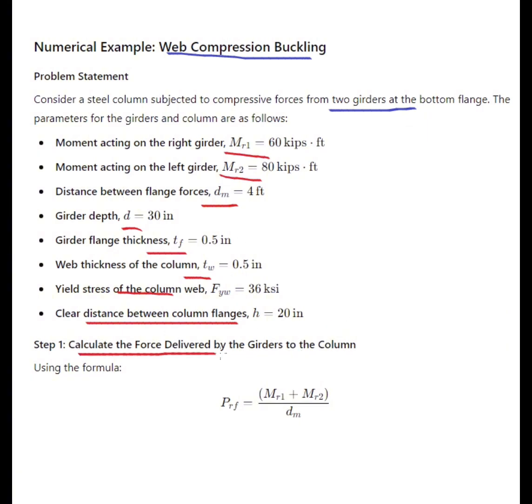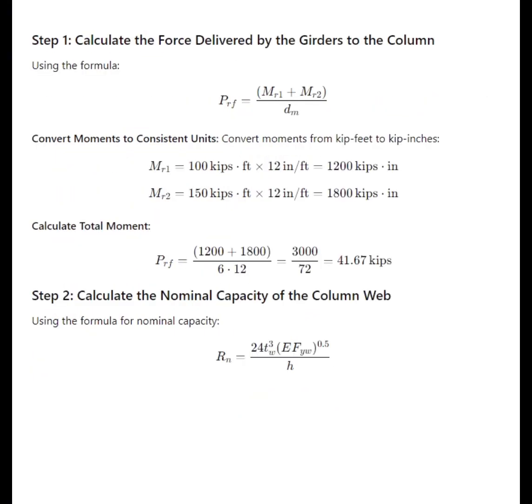So the first step is to calculate the force delivered by the girders to the column. So we use the formula PRF equal to MR1 plus MR2 divided by DM. So we know this formula. Convert the moments to consistent units from kip feet to kip inches. Then we have to multiply by 12 inch per feet. We are converting feet into inches, kip feet into kip inches. We calculate the total moment and the force also.